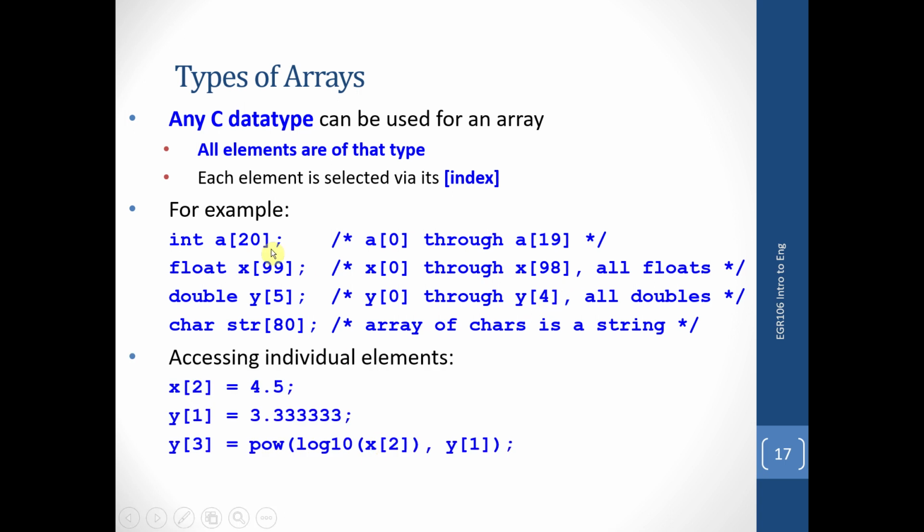Anytime I declare an array, I'm declaring this array that gives me A0, A1, A2, A3, etc. I can access any individual element I want whenever I want. So I could say A18, and it would show me what's there. Similarly, X2, Y1, Y3, I can set each of these individually as I want to.